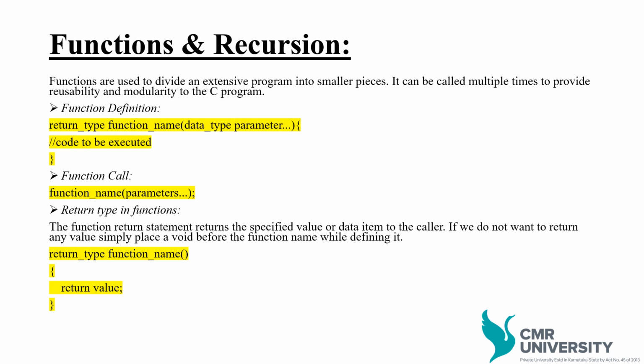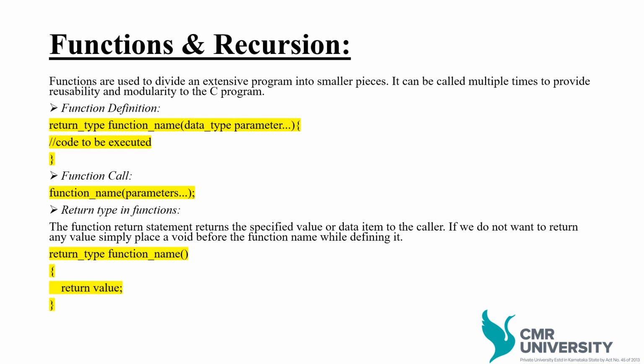Next, we'll go through functions and recursion. Functions are used to divide an extensive program into smaller pieces. They can be called multiple times to provide reusability and modularity to the C program. We define a function through the syntax: return type, function name, parentheses with data type and parameters, and we call the function using the function name and parameters.